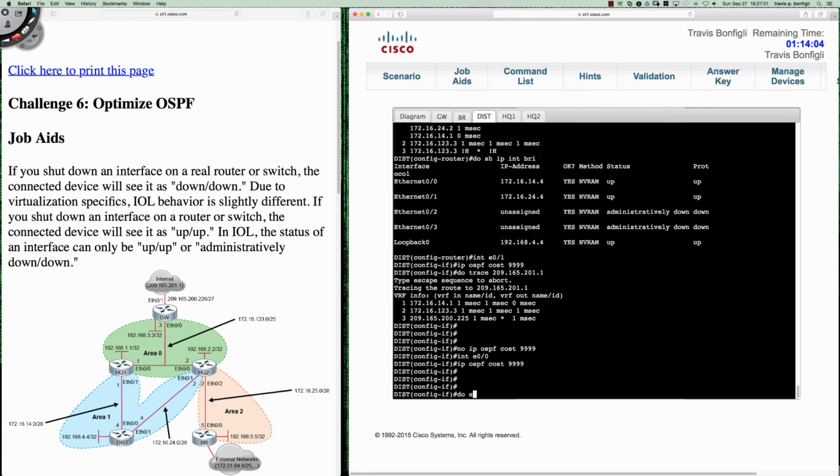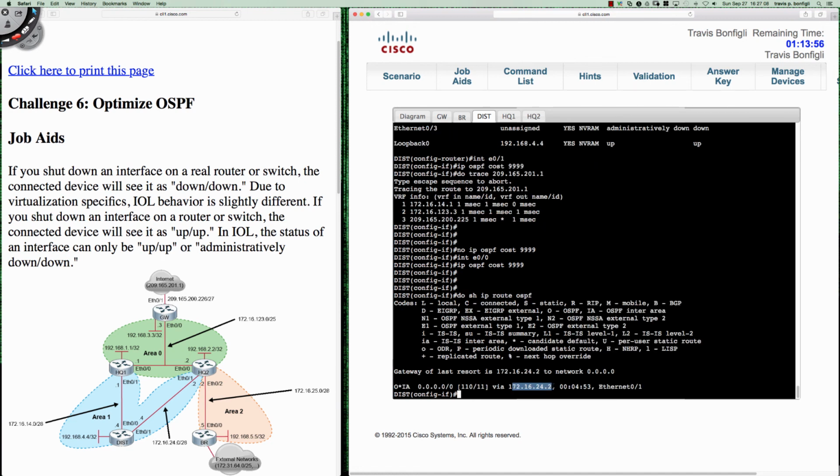If I were to say do show IP route OSPF, you can see which one am I going to choose? Well, obviously I'm going to choose router 2 because all the distribution router has for OSPF routes is that single default route. Because remember, we did a totally stubby area for this exercise. So in looking at this, I think that is everything. Let's take a look back at the scenario. I think we've met everything.